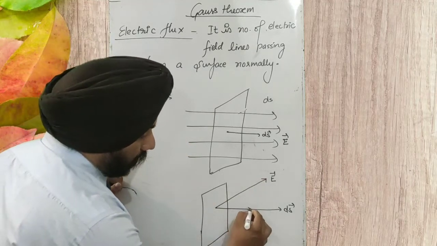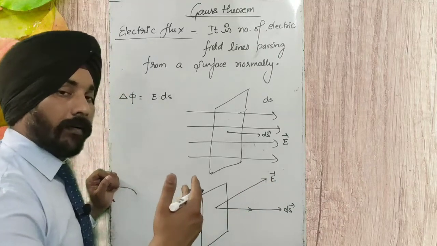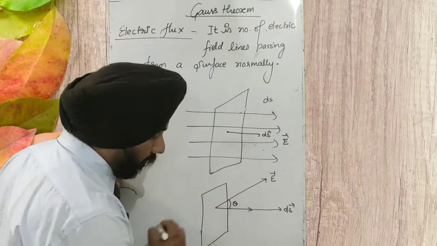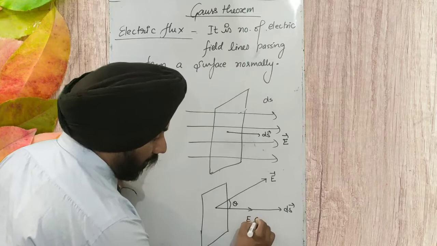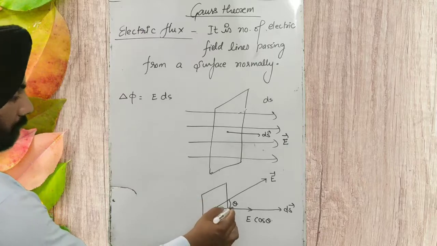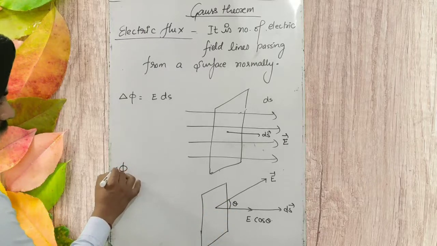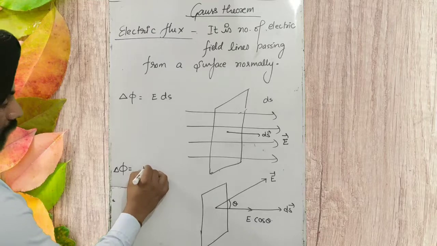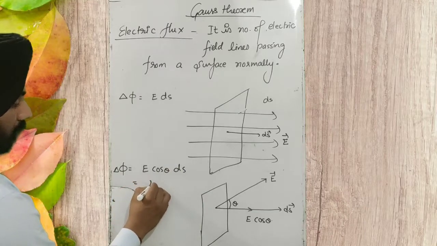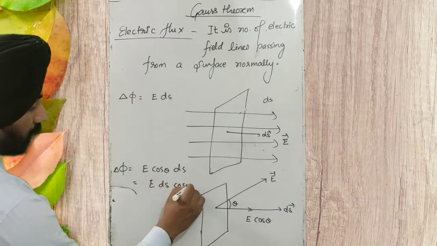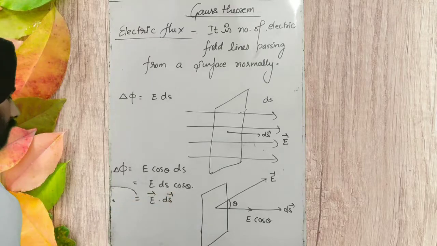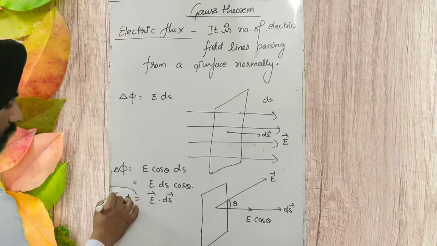Then we have to take the parallel, horizontal component of the electric field. Suppose this is at an angle of theta. Here we have to take E cos theta. So what is the electric flux passing through this surface now? This will be equal to E cos theta dS, or we can call it E dS cos theta, or we can write it as E dot dS vector, delta phi is equal to.